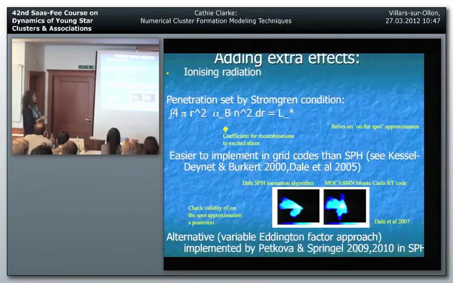This is comparing it with the Mocassin Monte Carlo radiative transfer code. And the agreement is pretty good. The point is that this doesn't make the on-the-spot approximation. This allows the ionizing photons to propagate. And there's another way of doing it, which is using cosmological simulations. So if you're interested, there's the Pawlik and Springel reference there.